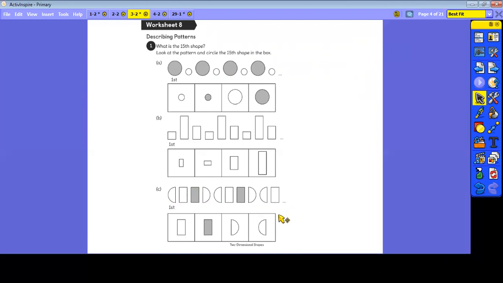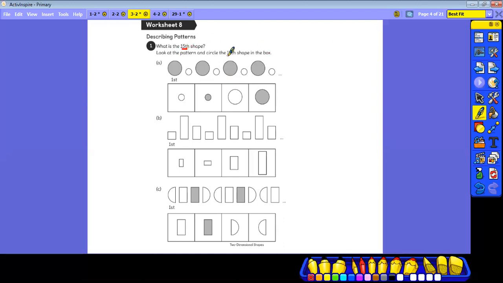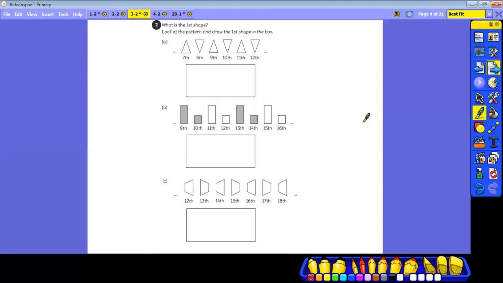Okay, so you're going to have to think carefully. Really, I think you're going to have to definitely draw the patterns to be able to figure out exactly what the 15th shape is going to be. I'd recommend that you drew them. And then question 2, what is the first shape? Oh, again, so you're going in that direction. You're figuring out what the first shape was. You're given the 7th, 8th, 9th, 10th, 11th, and 12th. You need to figure out the first one.